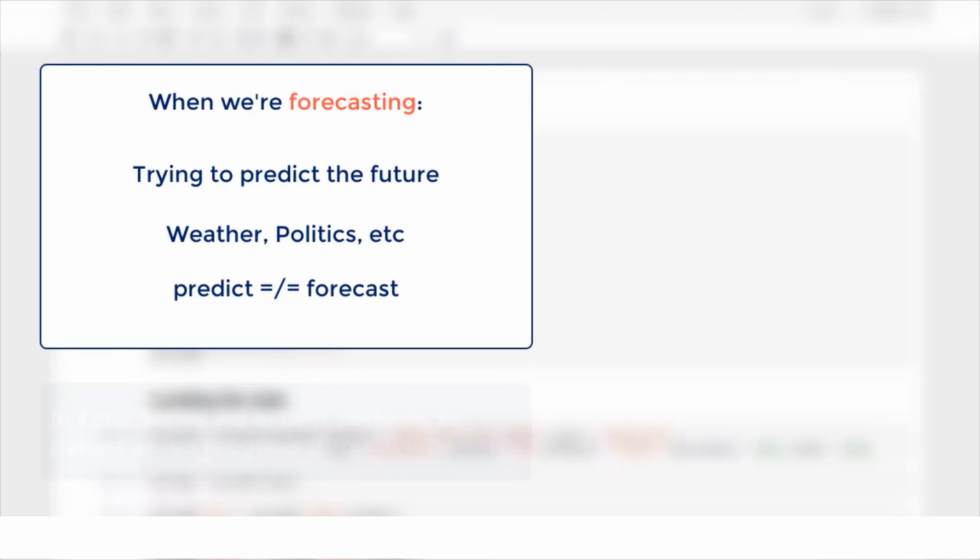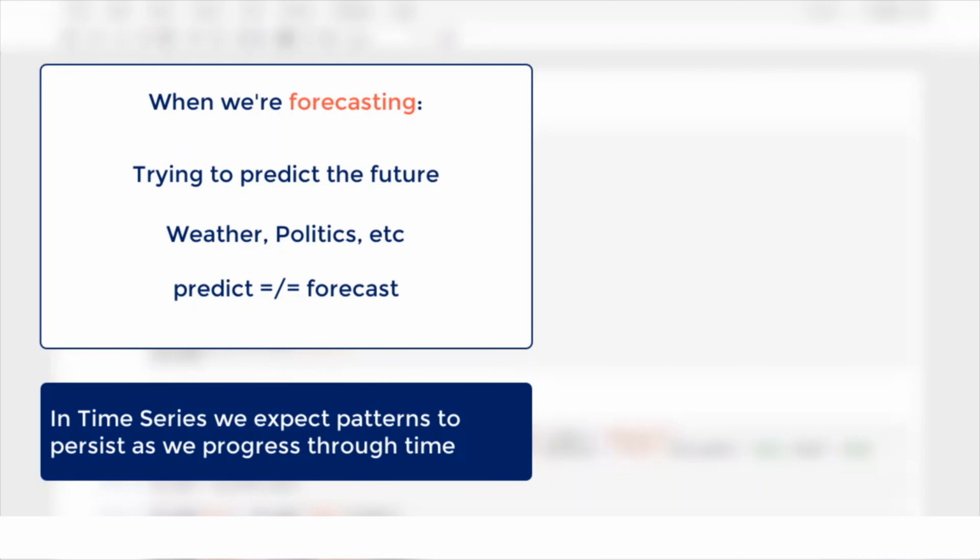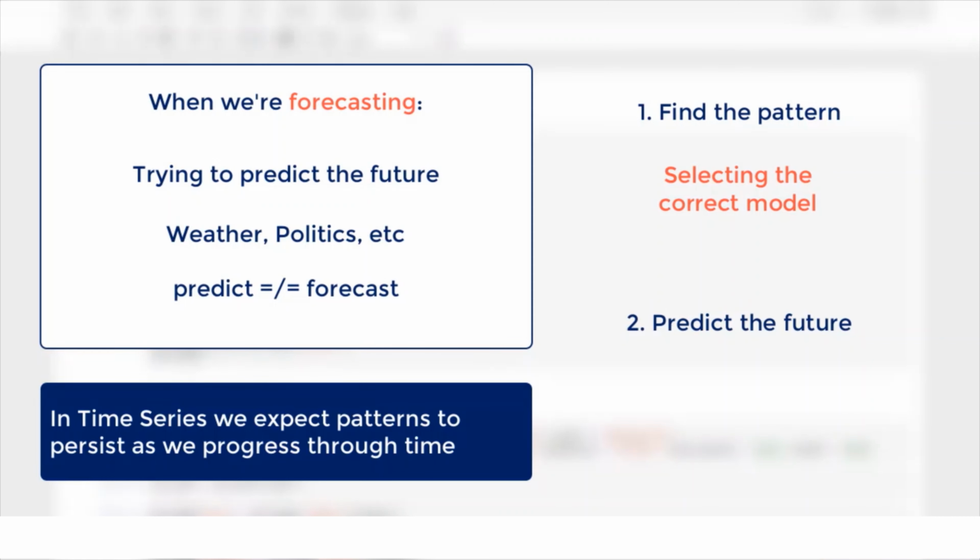As you already know, in time series, we expect patterns to persist as we progress through time. Therefore, we follow a simple structure: find the pattern, predict the future. Of course, finding the pattern is just a fancy way of saying selecting the correct model. So we're already halfway done. All that's left is making the predictions. So let's jump right to it.